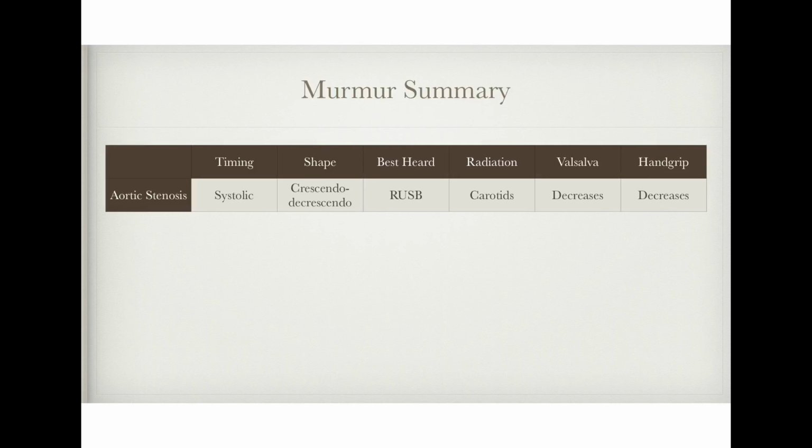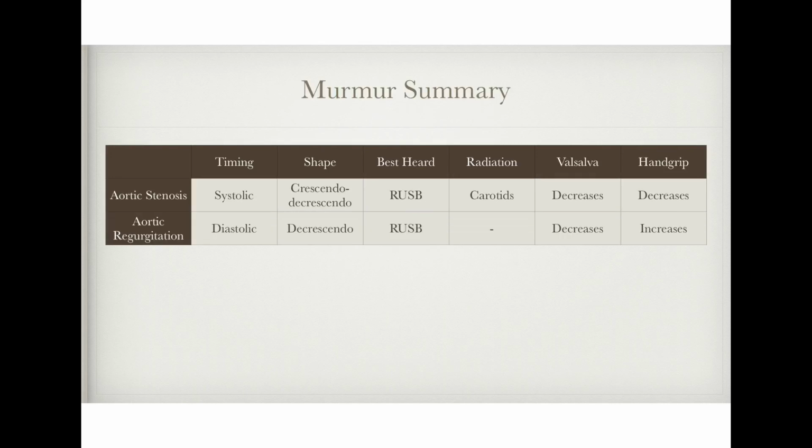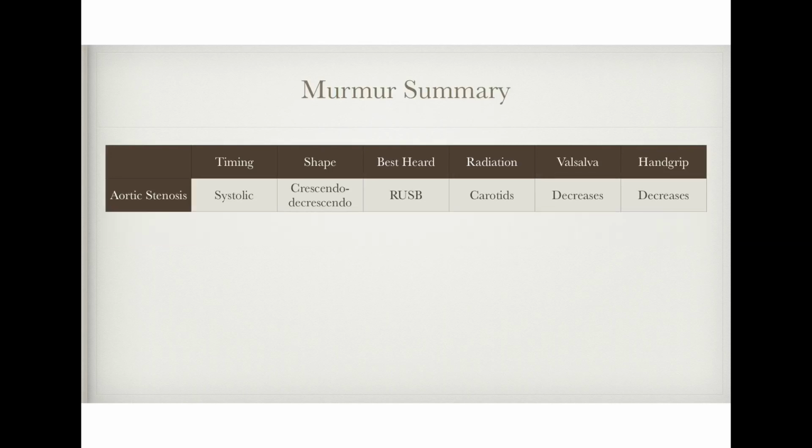And hand grip would also decrease the murmur, since an increase in the aortic afterload, a left ventricular afterload, would decrease forward flow through the stenotic valve. Once more, here's the murmur of aortic stenosis.